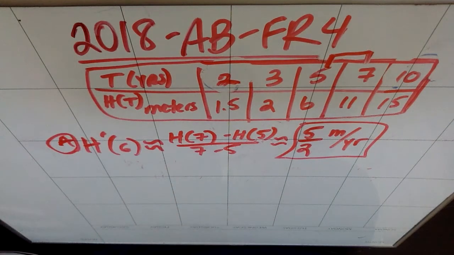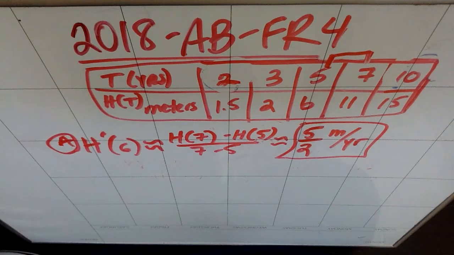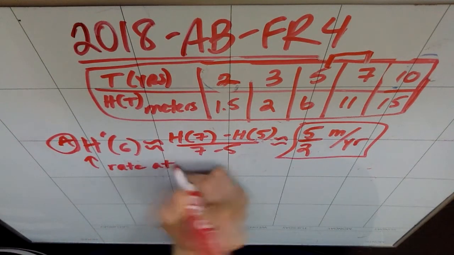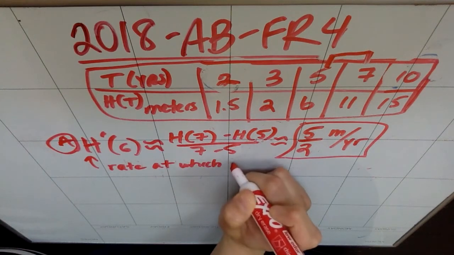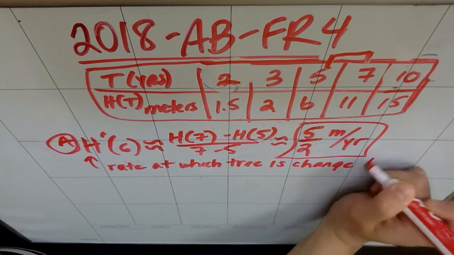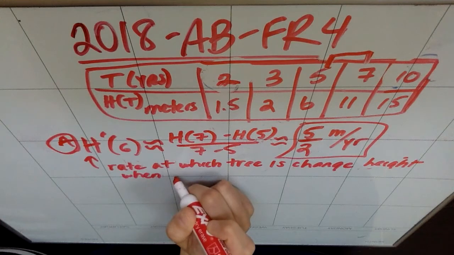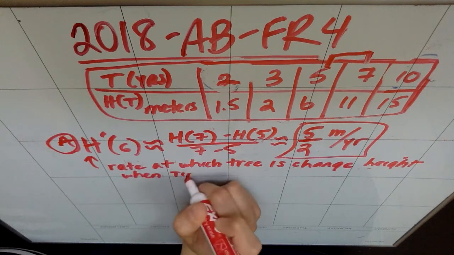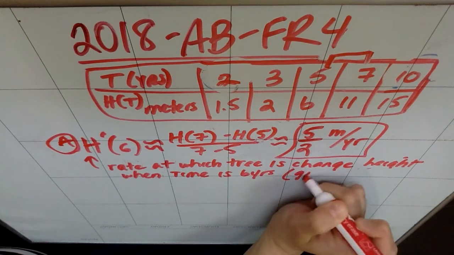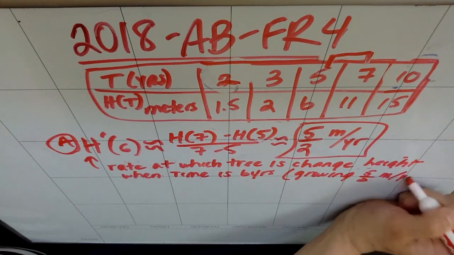And then when I'm asked what that represents, the rate of change of the height of the tree at 6 years. So what this represents is the rate at which the tree is changing height when time is 6 years, right? So after 6 years, it is growing because this is a positive number, right? It's growing 5/2 meters per year at that moment.